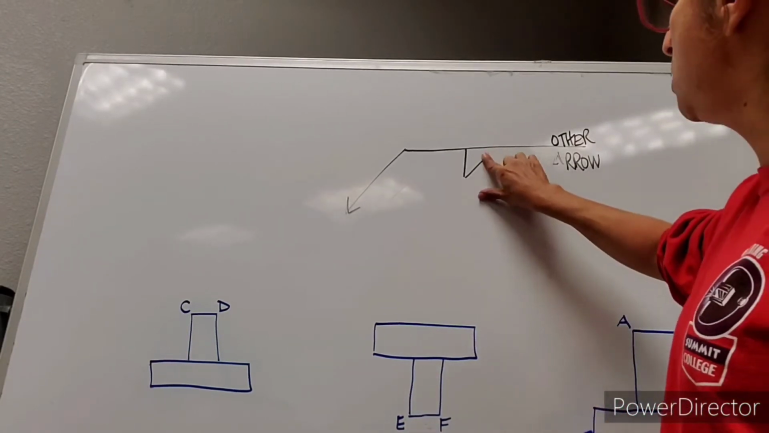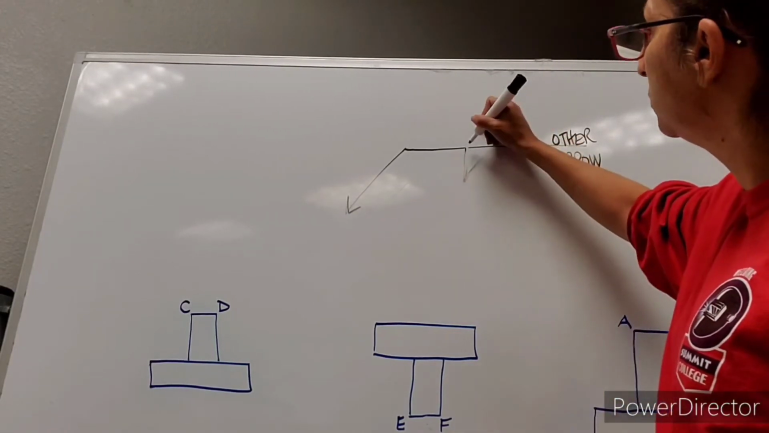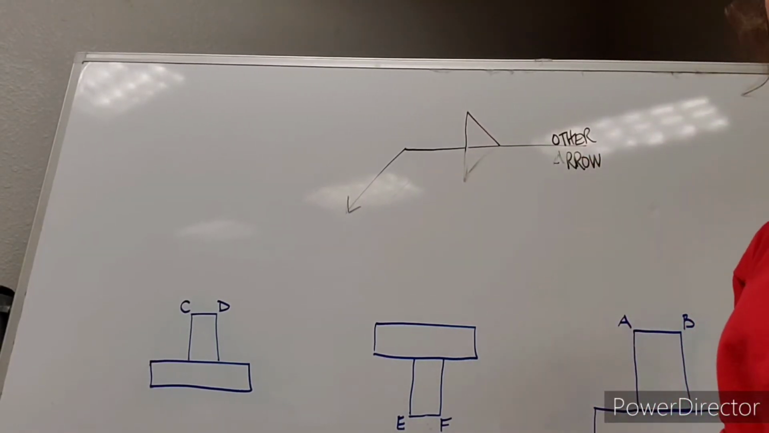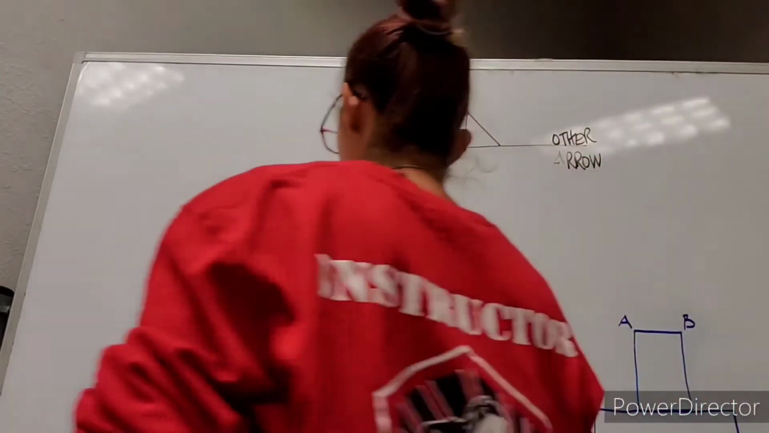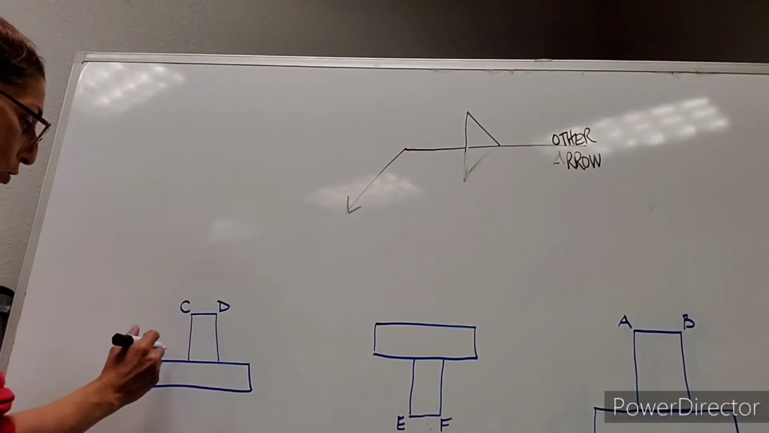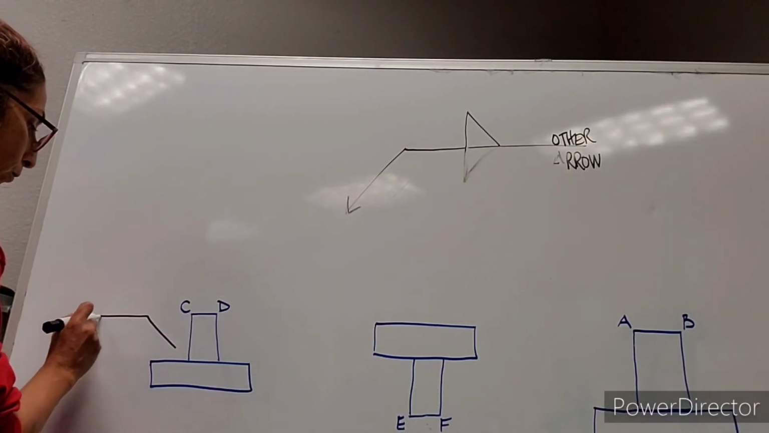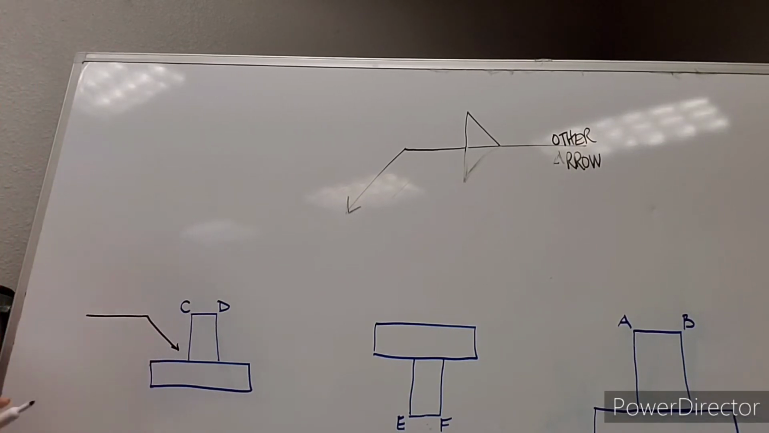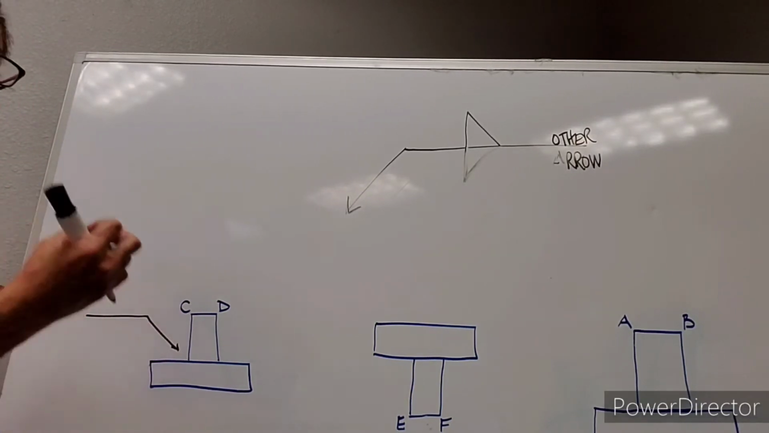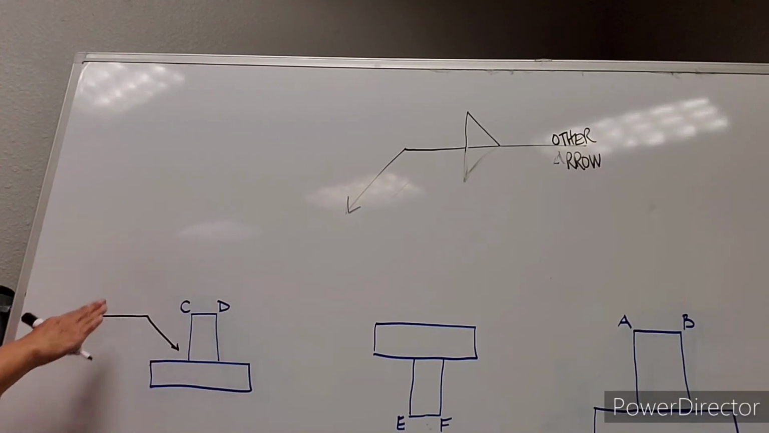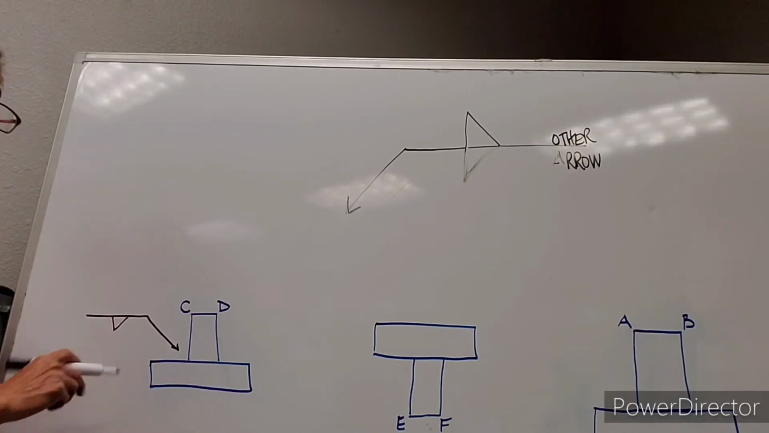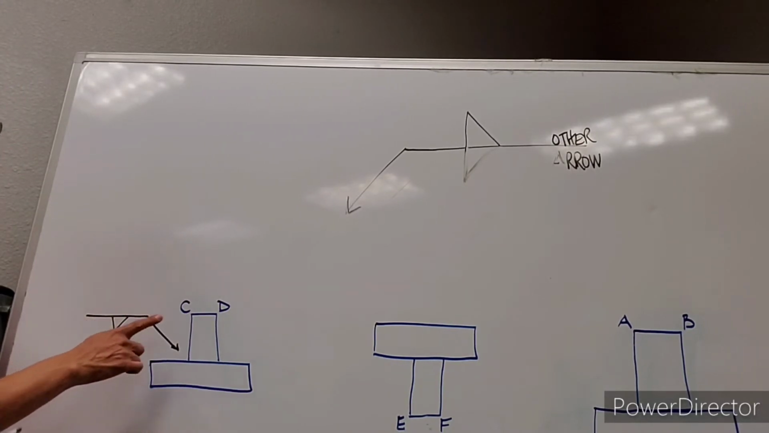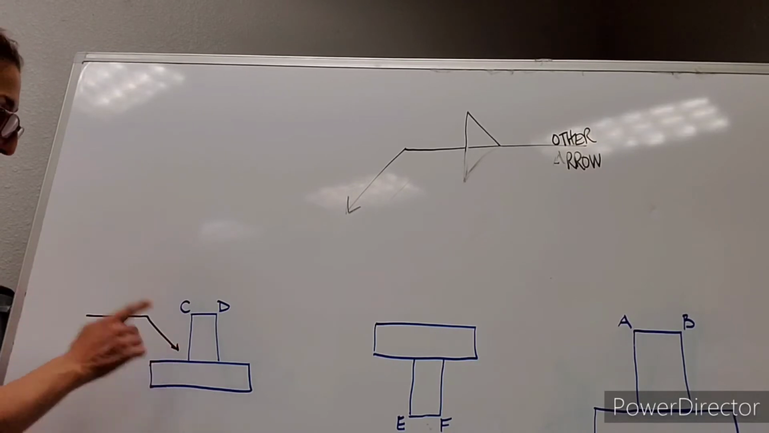If I have a symbol on the other side, it will go on the opposite side. So let's work on this. Okay, so let's start with this one. Okay, so it's pointing to here. Now it depends on what side of the reference line my symbol is on will determine where my weld goes. So if I put it here, this is the arrow side. So that means my weld is going to be on side C.